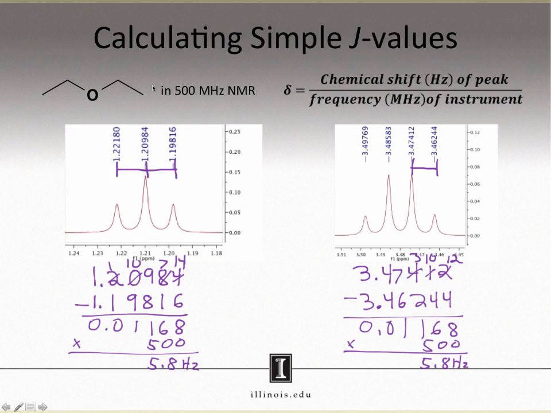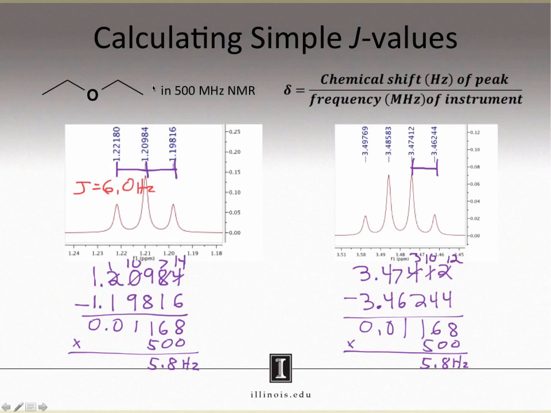Now, let's say you selected a different distance. For example, if we look at this triplet on the left, what if instead we selected the leftmost peak and the middle peak? What J value will we calculate there? What I had told you is that we should obtain the same J value. But if you use these numbers on the screen, you would instead see a J value equal to 6.0 Hertz. Why is that?